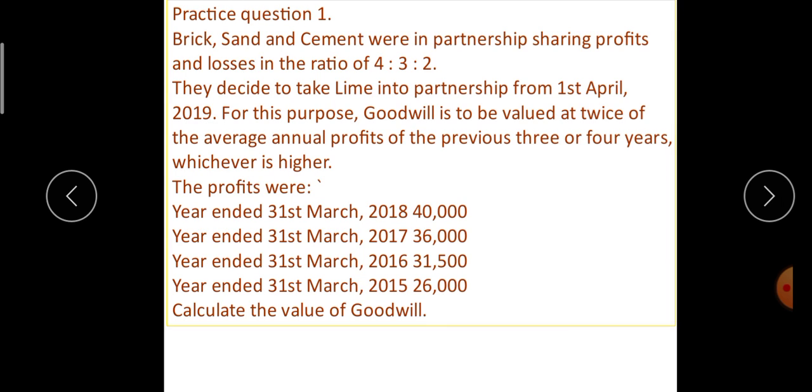Now I have given two practice questions. I have changed the values only. Okay, otherwise the statements are the same. Like, see, these three partners were there, a new partner is coming, the profit sharing ratio I have changed, the values of profits for the 4 years I have changed. So only the calculation part will be a little different, the steps will be the same.